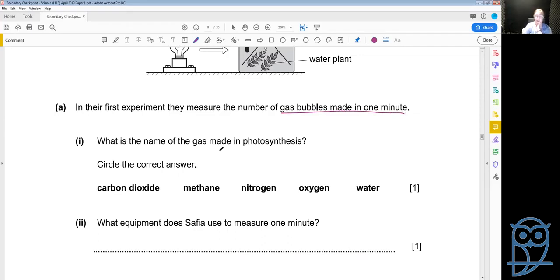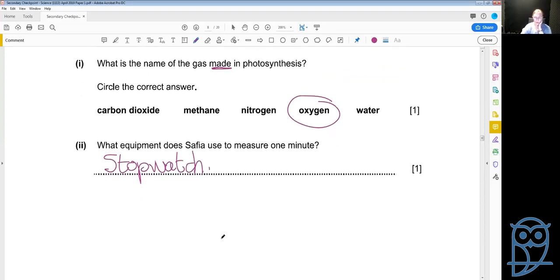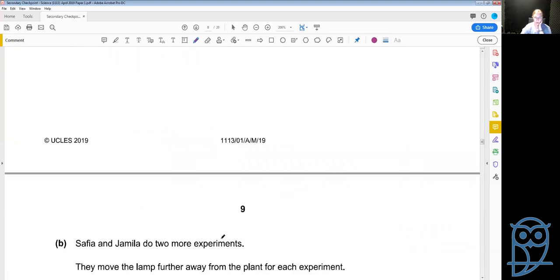So what is the name of the gas made in photosynthesis? That would be oxygen. Okay, what equipment does Sophia use to measure 1 minute? That would be a stopwatch. They don't say it anywhere, but that is the technical equipment you would use for measuring a minute.